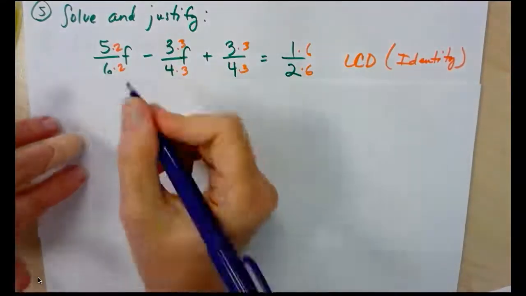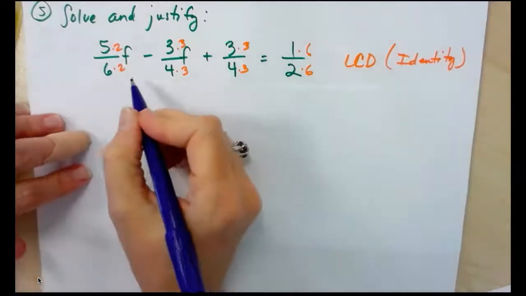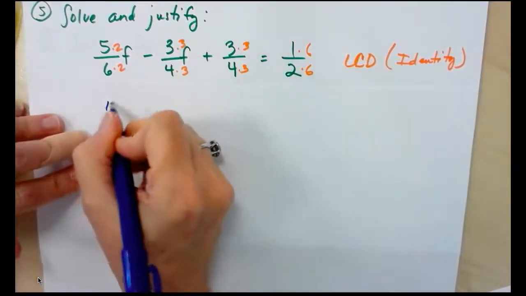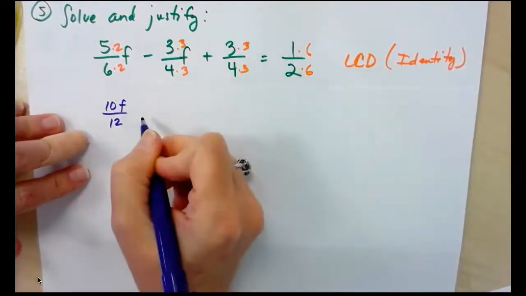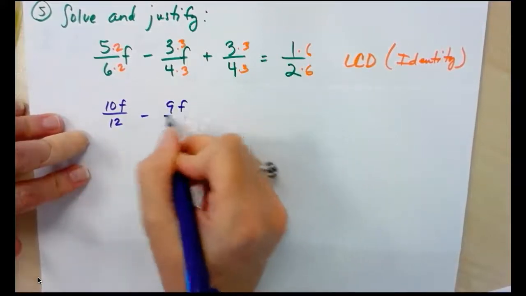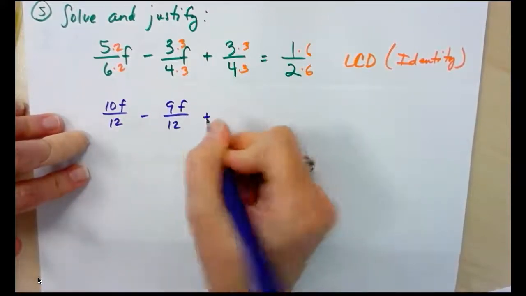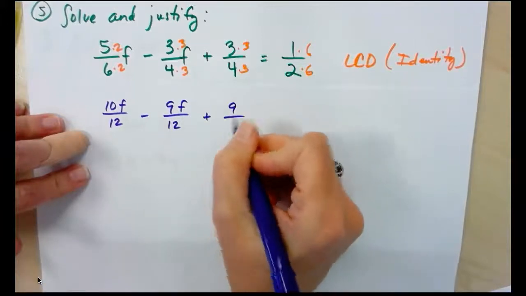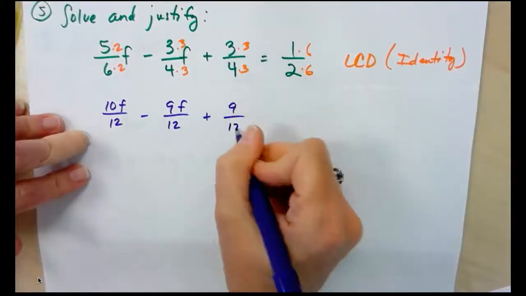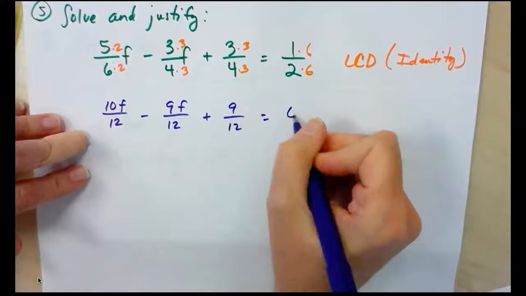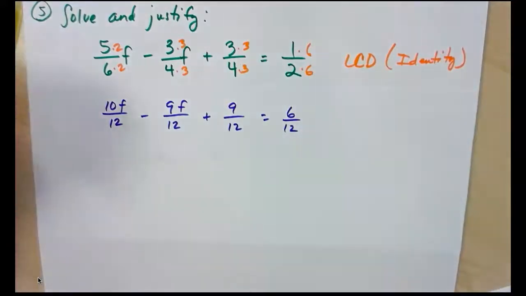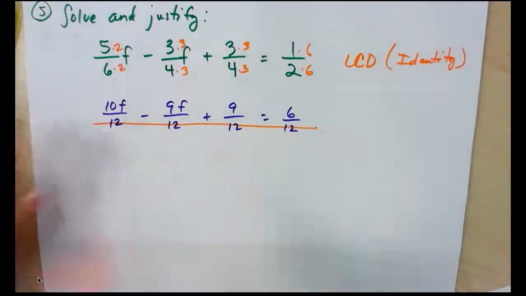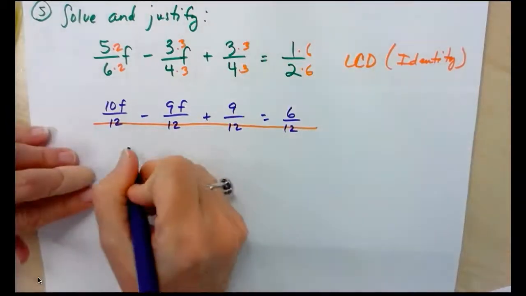So let's write it out. So everything's over 12 now. 10f over 12 minus 9f over 12 plus another 9f, or not 9f, but just 9 over 12 equals 6 over 12. But once again, once we get that common denominator, we no longer need it. Use it and lose it. Now we've got a nice, easy equation.